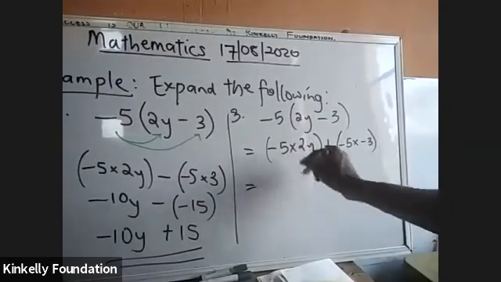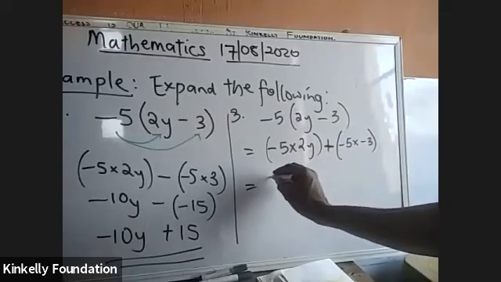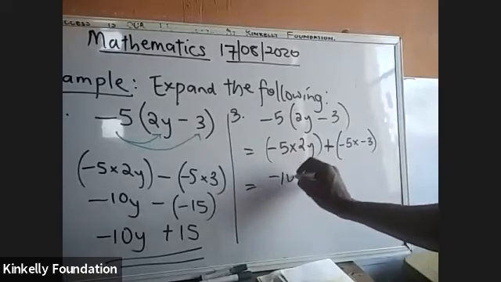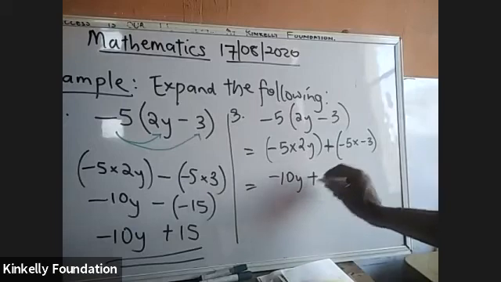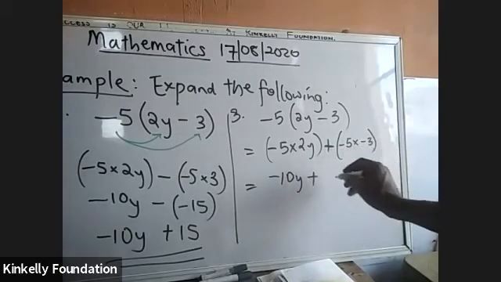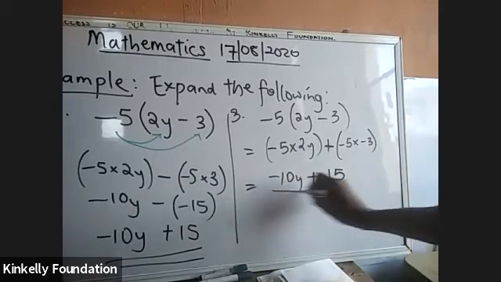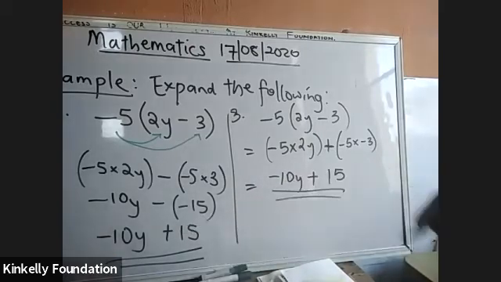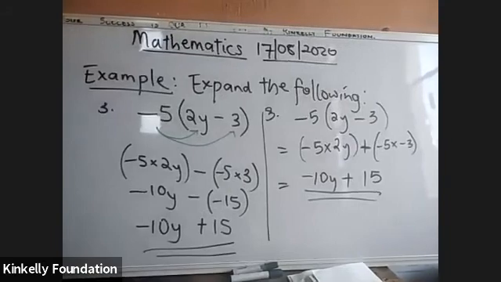So this gives us what? Minus 10y plus. Minus times minus gives us plus. 5 times 3 gives us what? 15. So the two answers are the same. This is another way of solving that question.